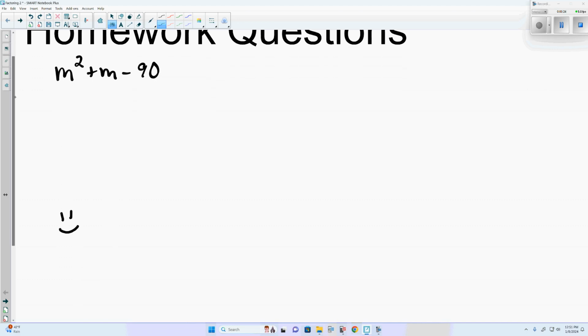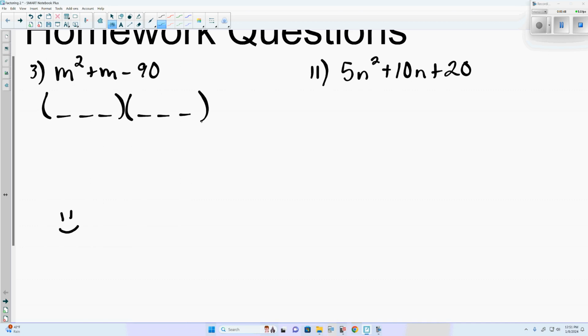So looking at number 3, m squared plus m minus 90, and then we'll look at number 11. M squared plus m minus 90. There is no greatest common factor between these three terms. So we'd have our two sets of parentheses with 3 spaces. Since the third term is negative, our signs are opposite.